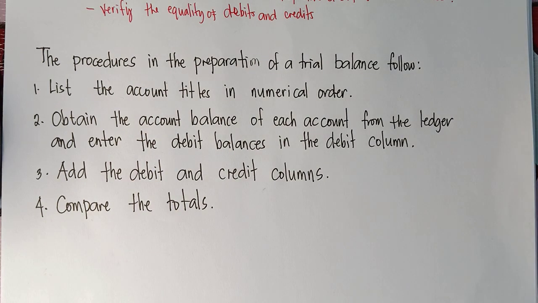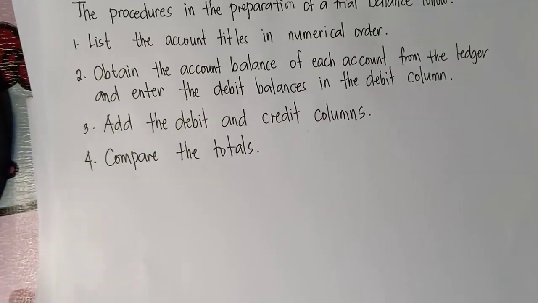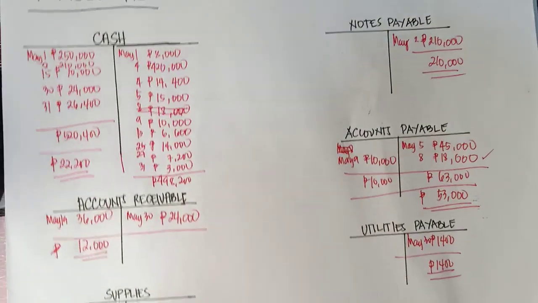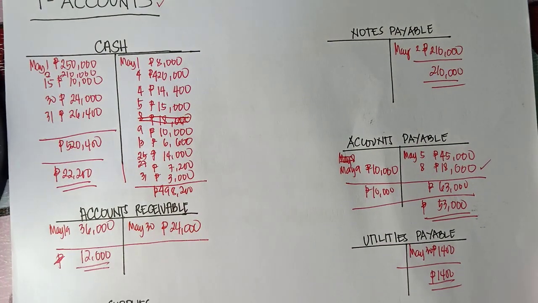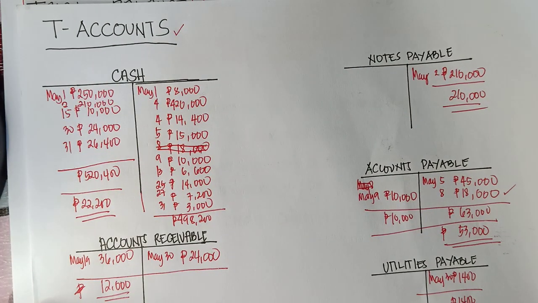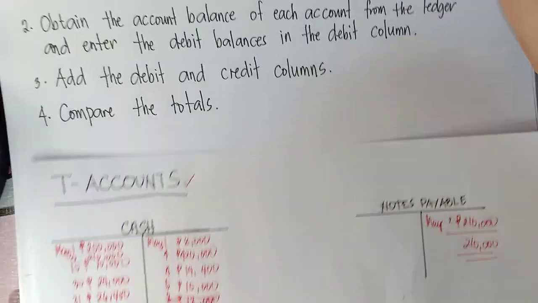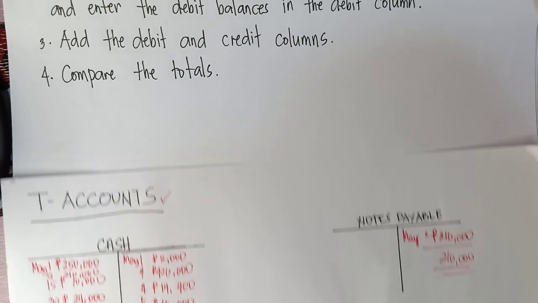So here, in our T accounts, from our last discussion, here are the T accounts. We will use these T accounts in order for us to make a trial balance. These T accounts were already discussed in our previous video.